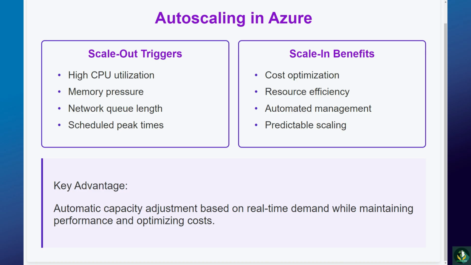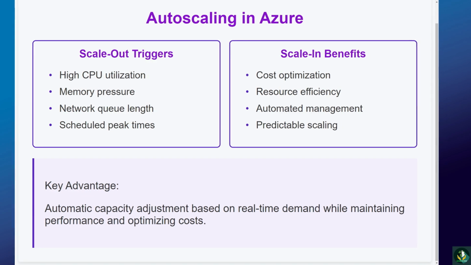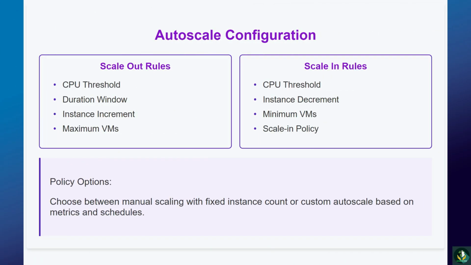Document rule rationale. Operational considerations. Monitor scaling operations closely. Set up alerts for unusual patterns. Regular review and adjustment of rules. Plan for capacity limits. Cost optimization. Balance performance with instance counts. Implement scale-in rules. Let's walk through the process of configuring auto-scaling in Azure Virtual Machine Scale Sets.